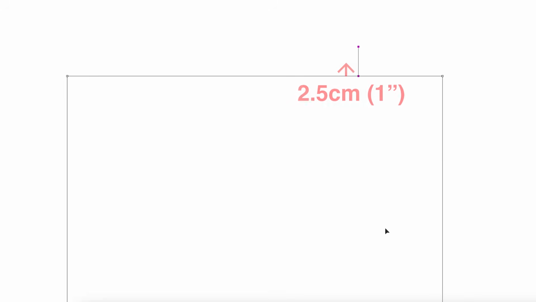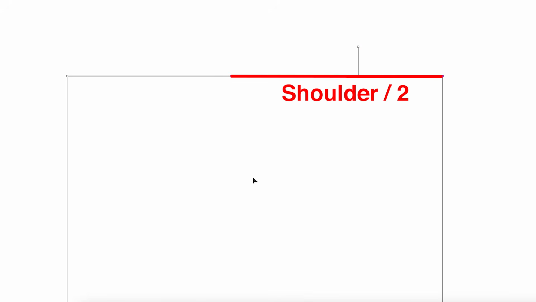Let's find the high shoulder point. Bust circumference divided by 12. Go up 2.5 centimeter. The shoulder width divided by 2. Once you connect 2 points, this is going to be the shoulder seam. This is a high shoulder point. This is the shoulder point.